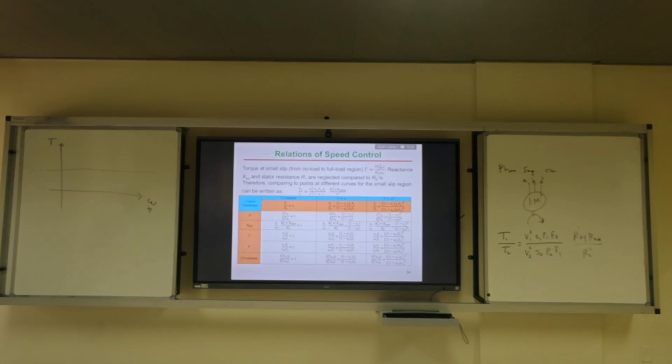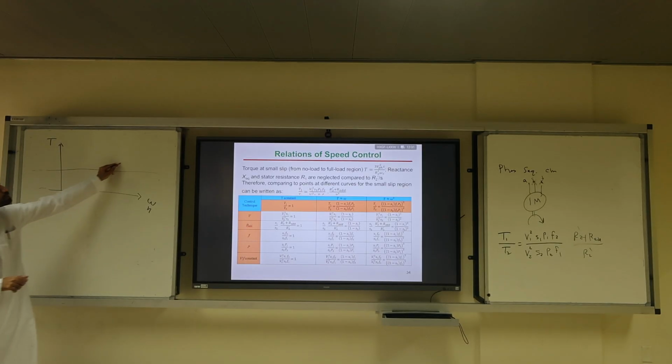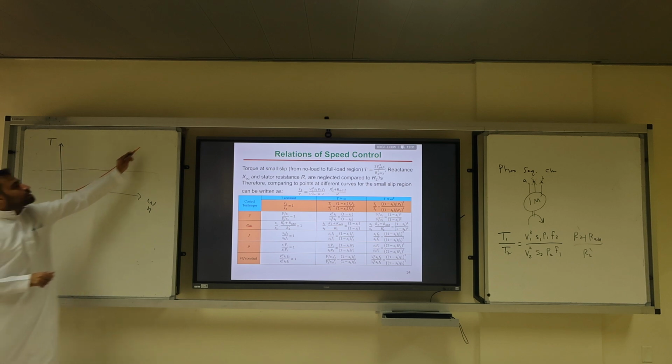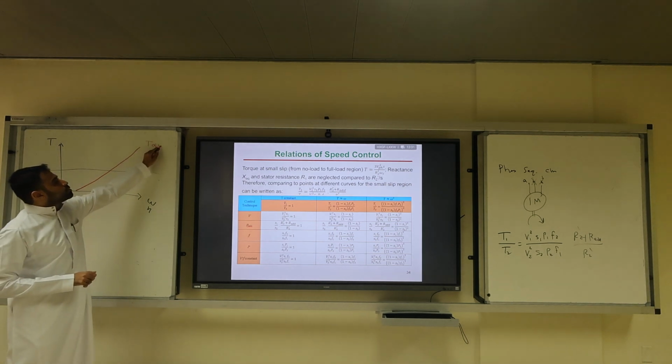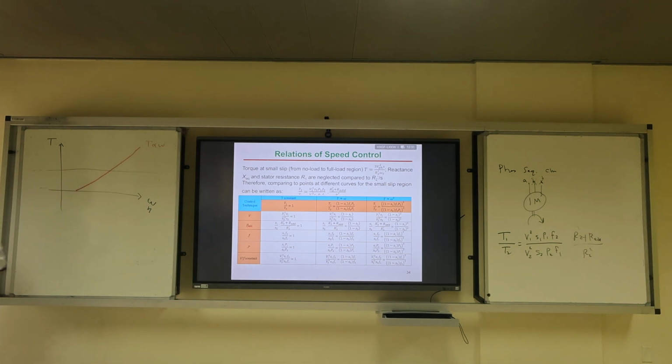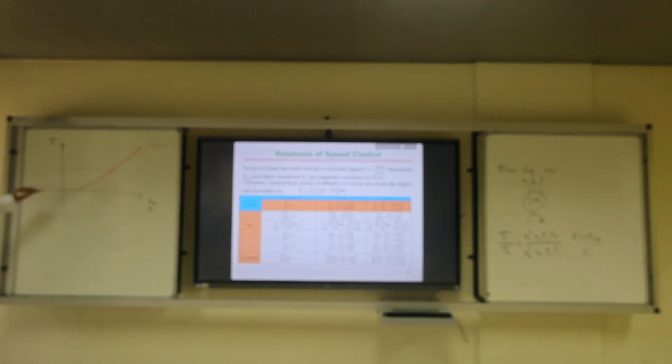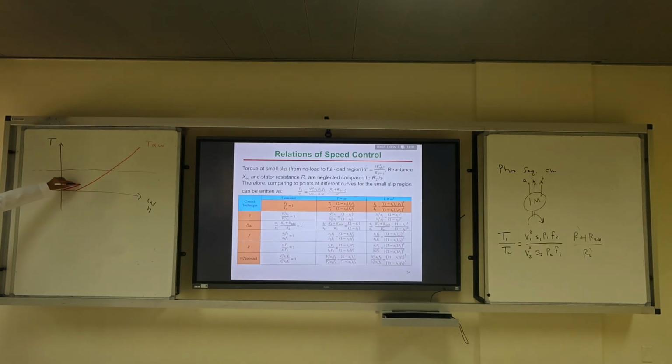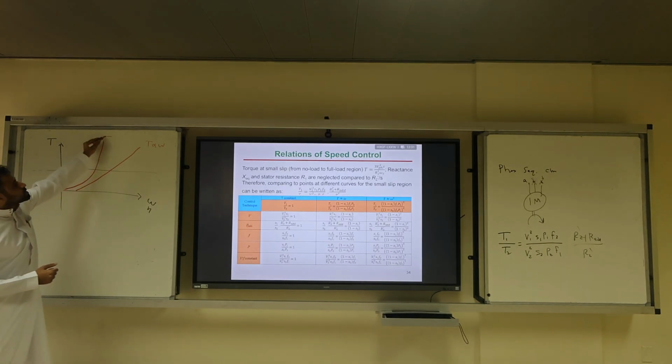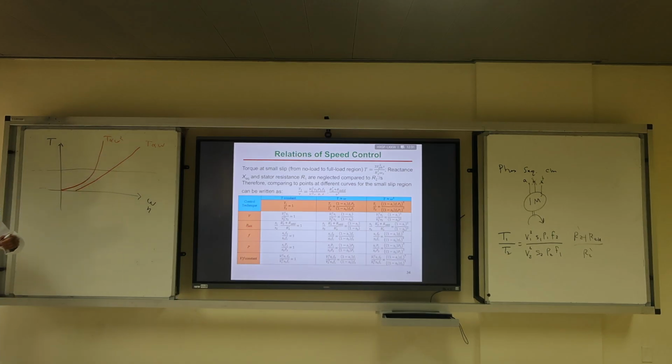The other relation of the torque is the linear torque. Usually it doesn't need to start from 0. It may start from here. So this is T proportional to omega. The last type is the fans, which usually have a quadratic relationship, and it's usually like that. So here torque is proportional to omega squared. There are 3 different types of load.